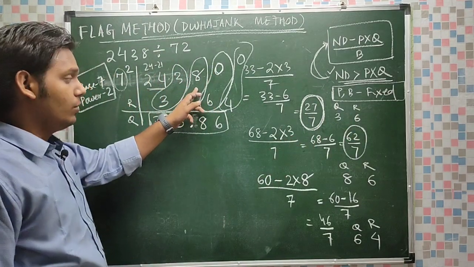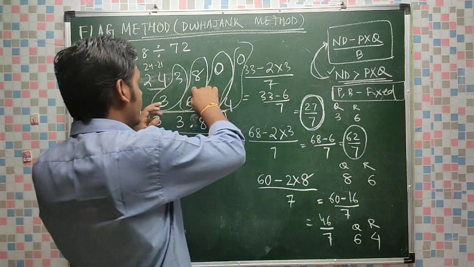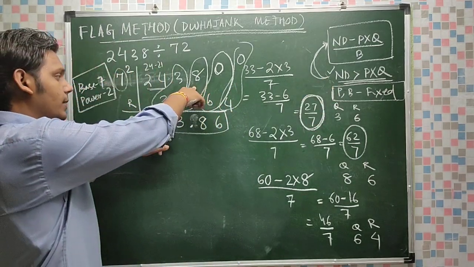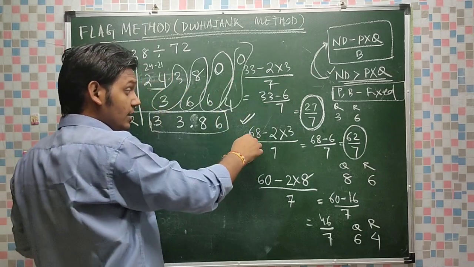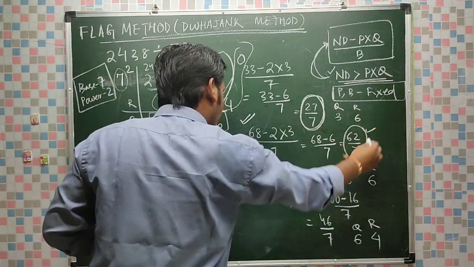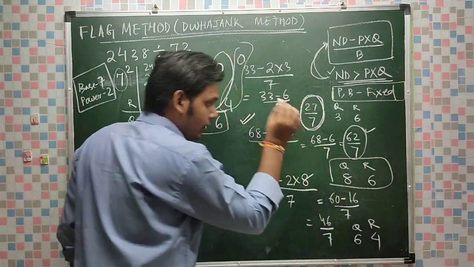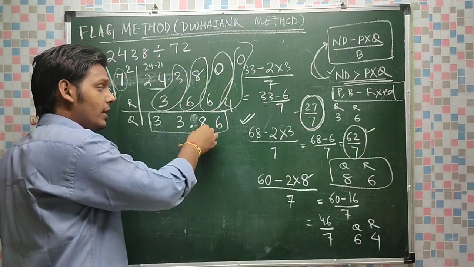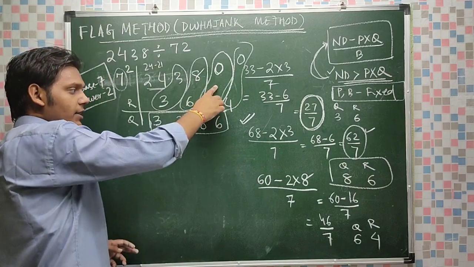Again 68 new dividend I got. Again I check this one. 68 is greater than 2 into 3, 6. Thereafter again second step, this is 68 new dividend minus power into same formula. I got 62 divided by 7. Again I got quotient and remainder. Quotient is 8 and remainder is 6. Again I have to check. I got new dividend 60.